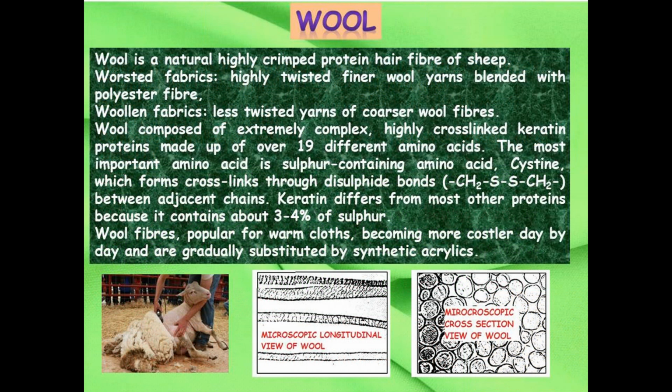Wild silk. There are several wild silk varieties. Popular Indian wild silk varieties are: 1. Tussar or tasar, Antheraea mylitta. Number 2. Eri, that is Philosamia ricini, and 3rd Muga, that is Antheraea assamensis silk.